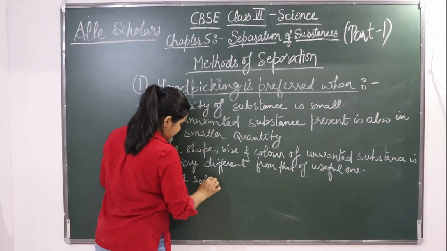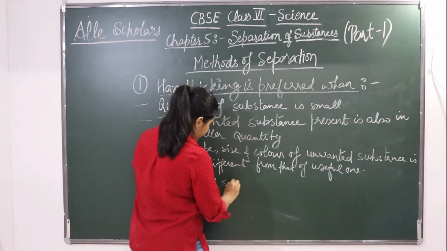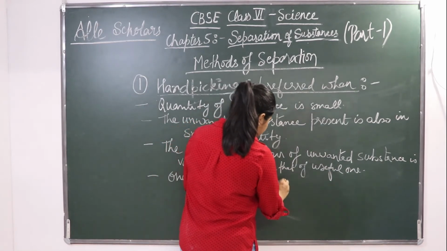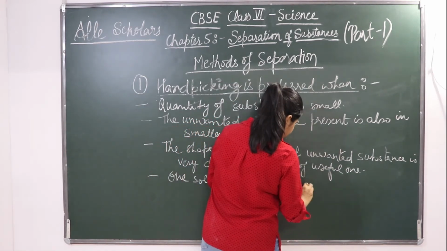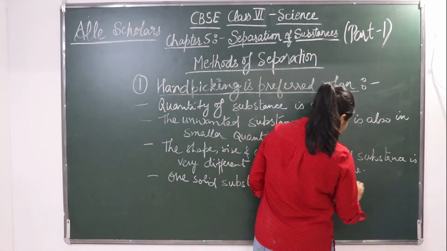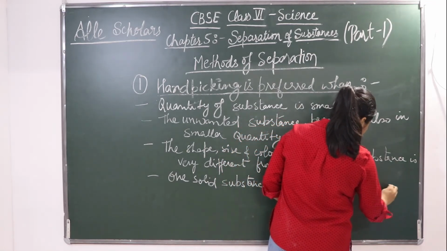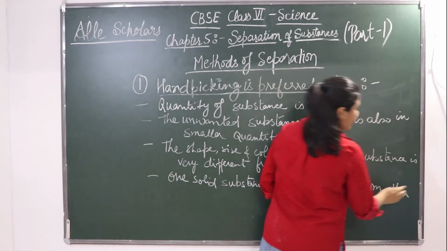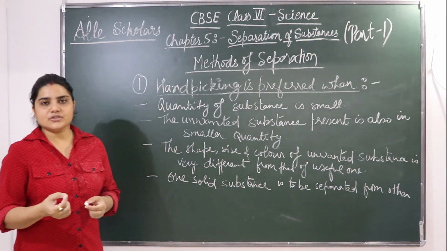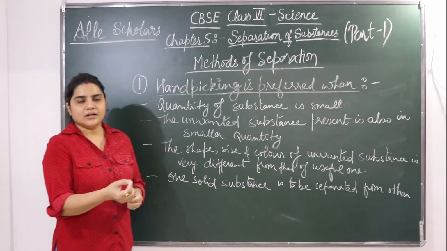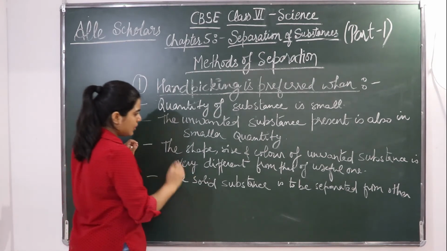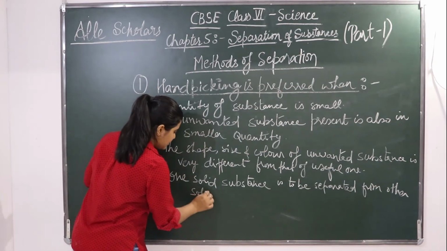One solid substance is to be separated from other solid, means both of them are solid. When your mother finds a stone from a pulse or a rice, that stone is also solid and your pulse or rice is also solid.